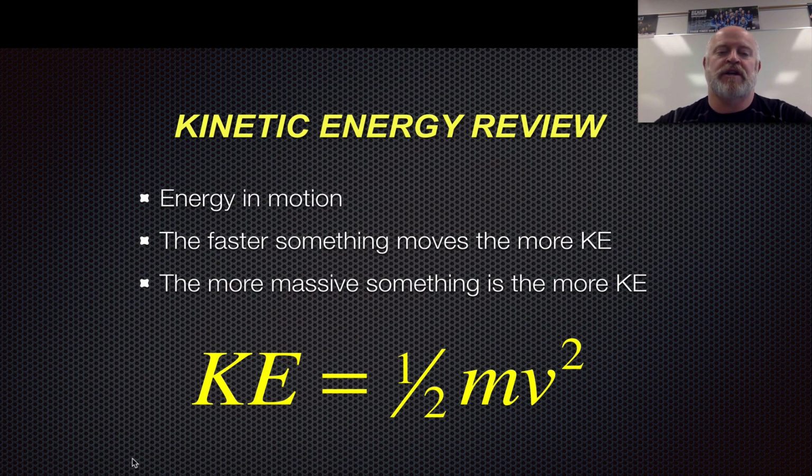If you can recall, kinetic energy is solved by taking 1/2 the mass times the velocity squared, which means the faster that you move, the more energy you have, or the more massive you are, the more energy you have. Also recall that kinetic energy only exists when things are moving. So we've got to keep that in the back of our heads. That's always about moving energy for kinetic energy.